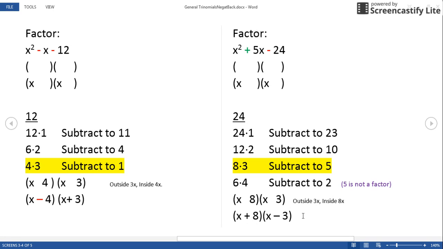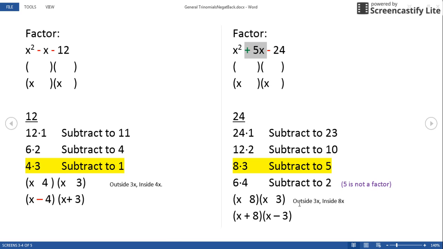Let's check it and be sure we are right. No need to do the F part of foiling or the L part of foiling. All we have to do is the outside things, minus 3x, and the inside things, plus 8x, and see if those add up to be 5x. Minus 3x plus 8x gives us 5x, so we've got it right.